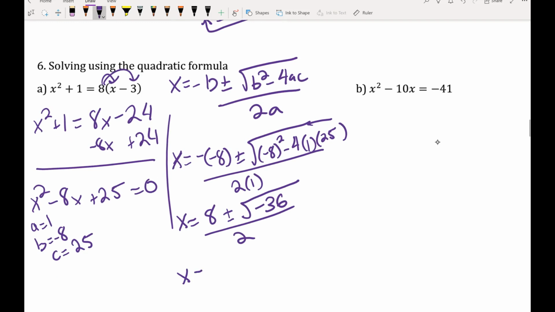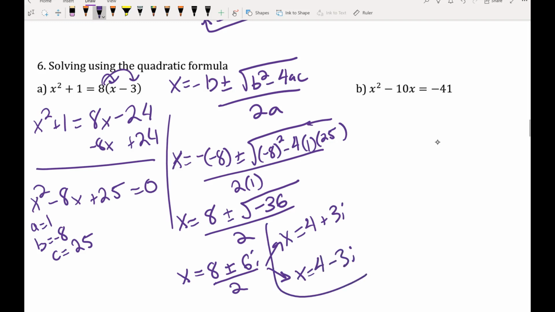I can simplify further to get 8 plus or minus 6i divided by 2, which once I divide both of my terms by 2, I get x equals 4 plus 3i, and x equals 4 minus 3i.